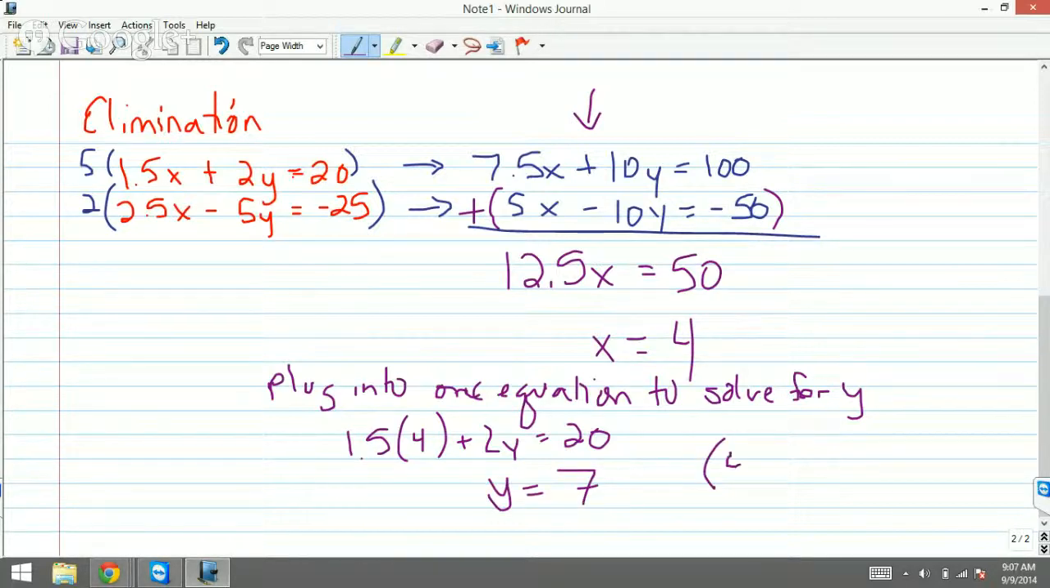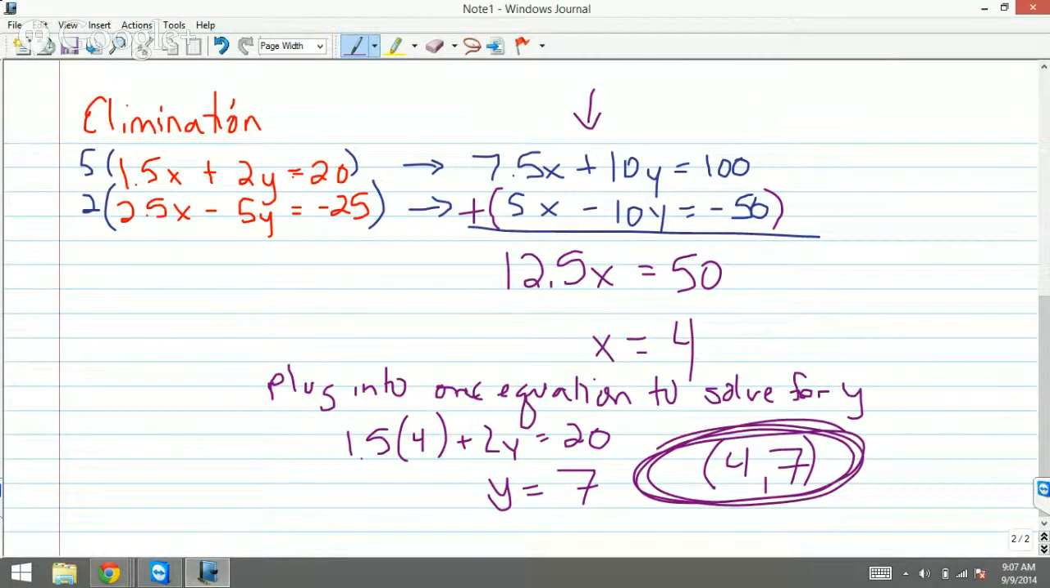So our answer, write out the answer in the form of a coordinate. That's where those two lines intersect. Again, consistent, independent. Okay, consistent, independent. All right.